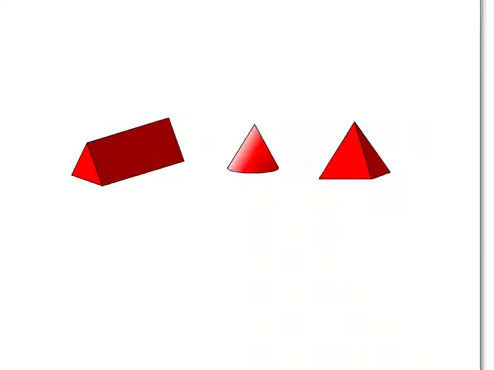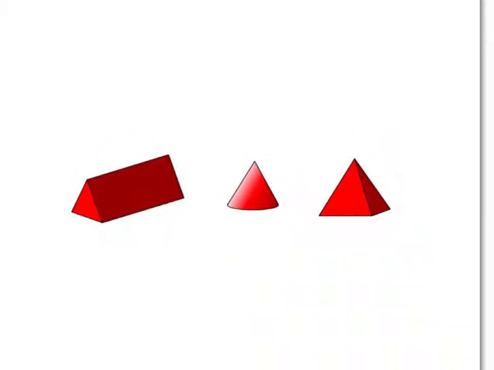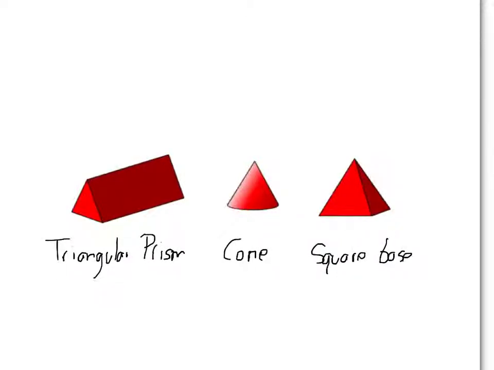A few more shapes to look at. What we have here is something called a triangular prism. Now, I'm just going to discuss all the names of these 3 shapes before we go any further. This is a prism. The next one is a cone. And the final one is a square-based pyramid. You can also get triangular-based pyramids or pentagonal-based pyramids, but these are all pyramids. These 2 here are both pyramids. This is actually a circular-based pyramid.